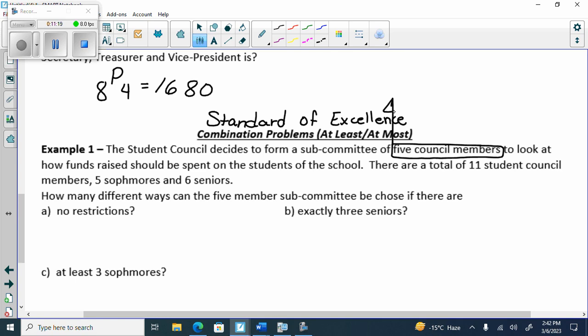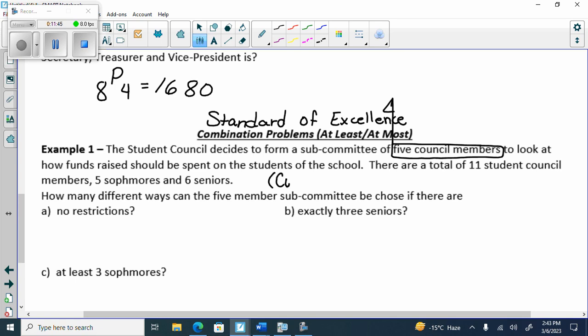Then we need to decide, is this a perm or a com? So we need to search: are these just 5 council members or do they have jobs? That's really what we're looking for here. The student council decides to form a subcommittee of 5 council members to look at how funds raised should be spent on the students of the school. There are 11 student council members, 5 sophomores, 6 seniors. Any jobs happening here? No. So we know it's a combination.